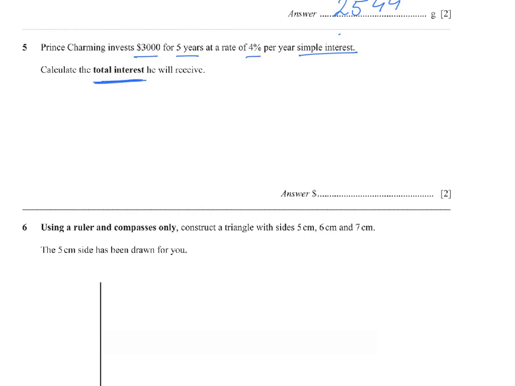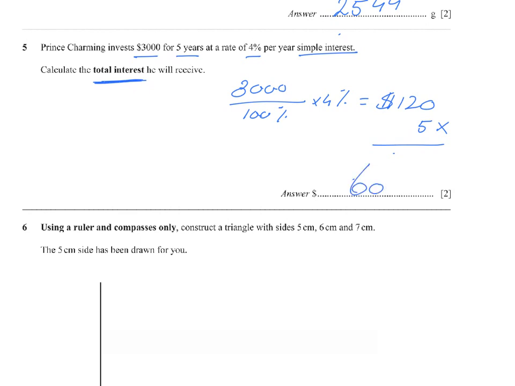Okay, simple interest, 4%. So each year he's going to get 4% of 3,000. 3,000 divided by 100 is 30, times 4. He's going to get $120 each year. That for 5 years, so we'll multiply that by 5. That's going to be 600, isn't it? Yeah, it's 600. So $600 is the interest he receives.